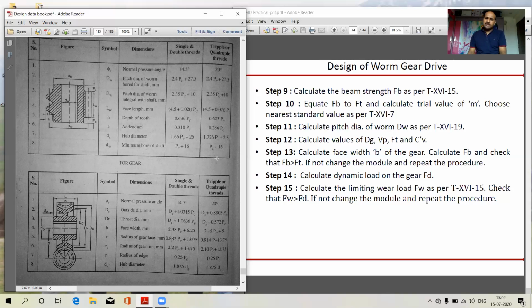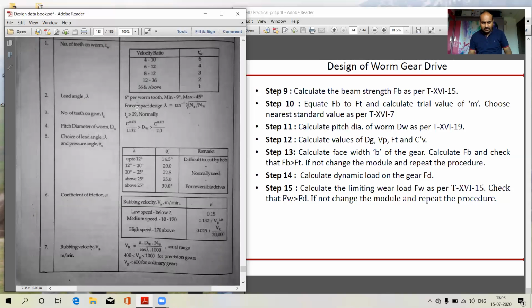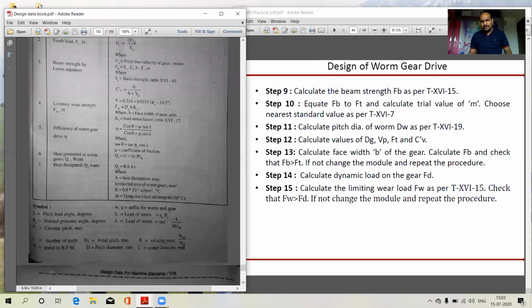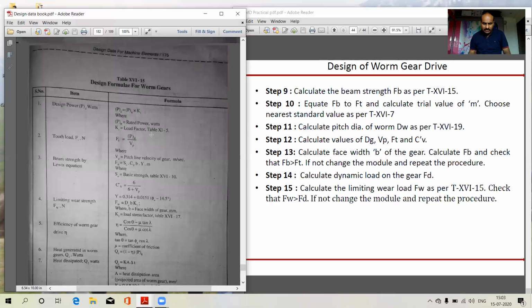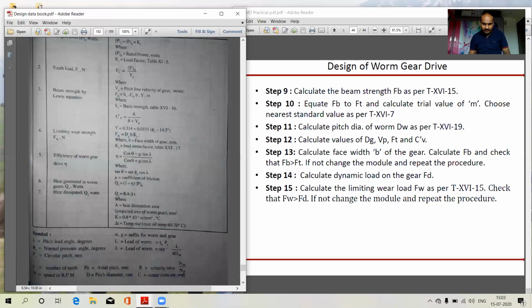Sometimes you may also be asked to calculate the dynamic load, or the wear load. All are discussed in the worm and worm gear also. All the procedure is the same. One change is here, to calculate the efficiency. As I already told you in the introductory session of this worm wheel, the efficiency of this particular gear is somewhat less. So to calculate the efficiency, you have one formula here on page number 175, serial number 5, efficiency of worm gear. I'm just highlighting it here.